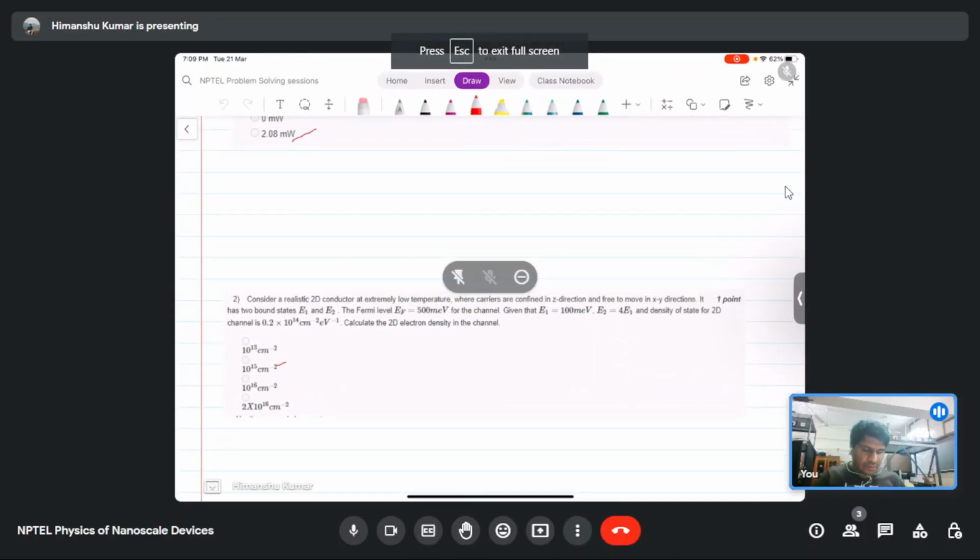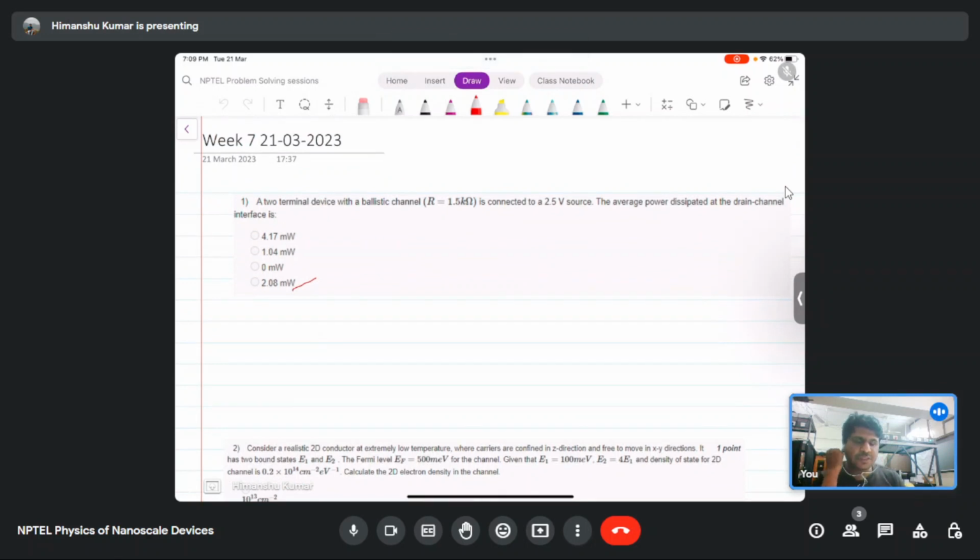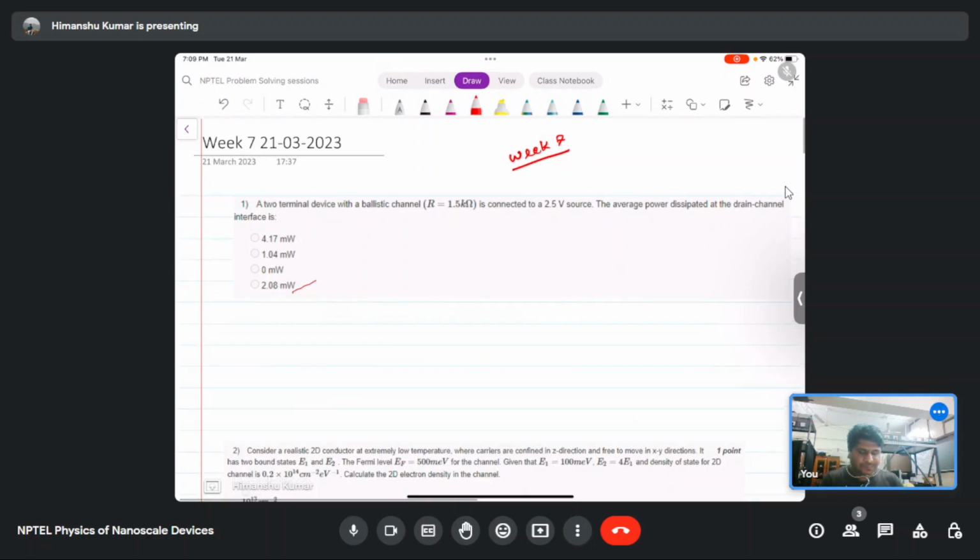So hello everyone. Welcome to this problem solving session. So we are in week 7. So we will solve the problem set for week 7. This is the previous year problem set for week 7.